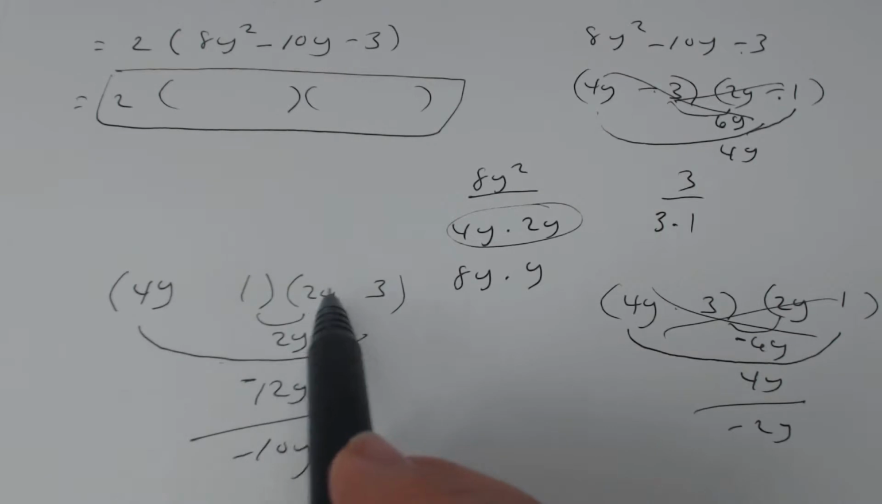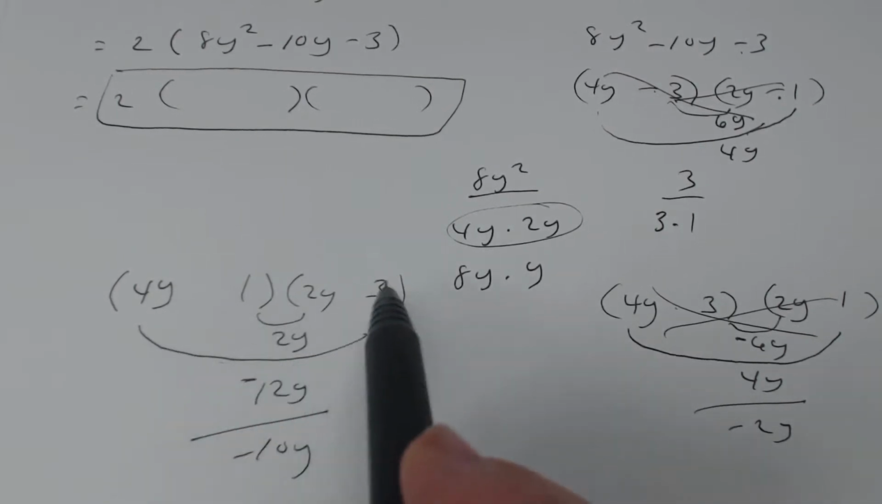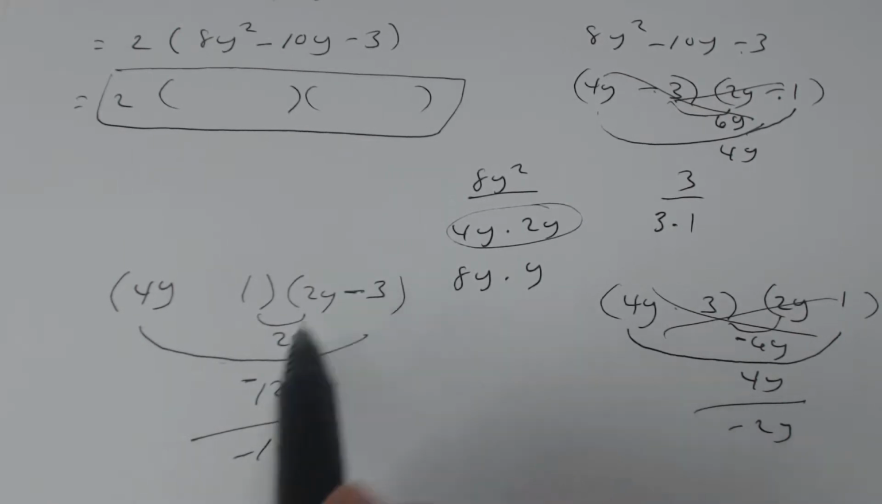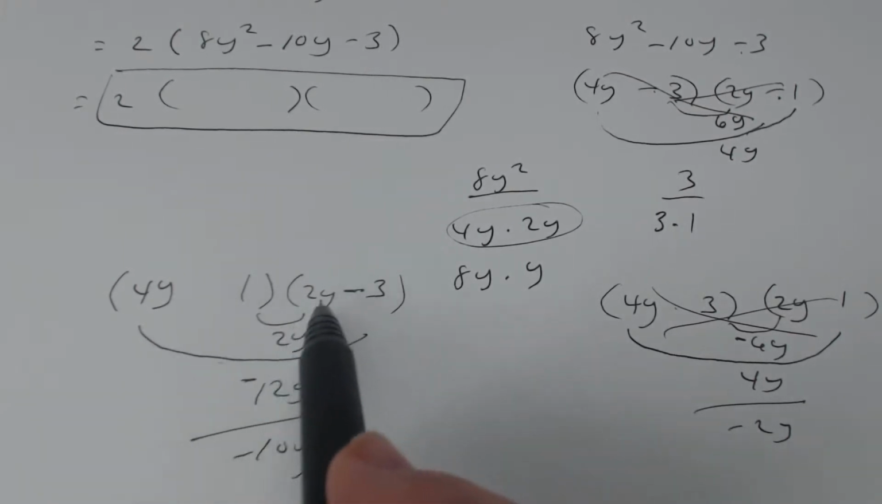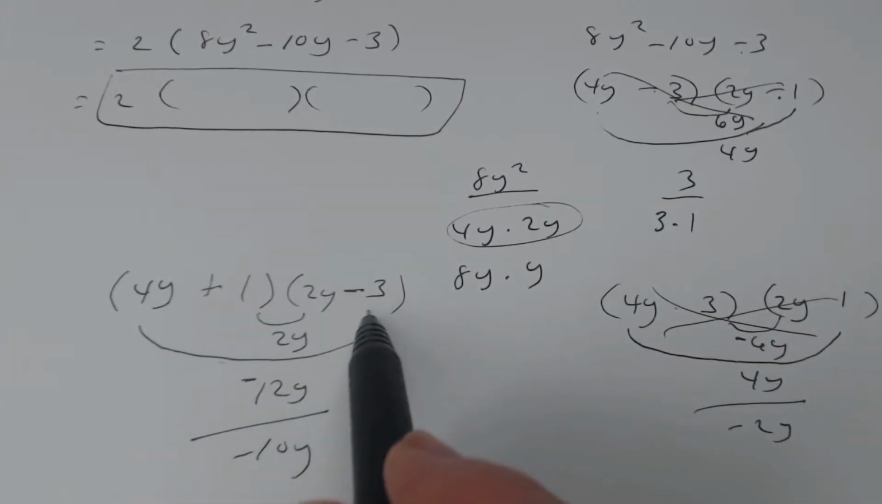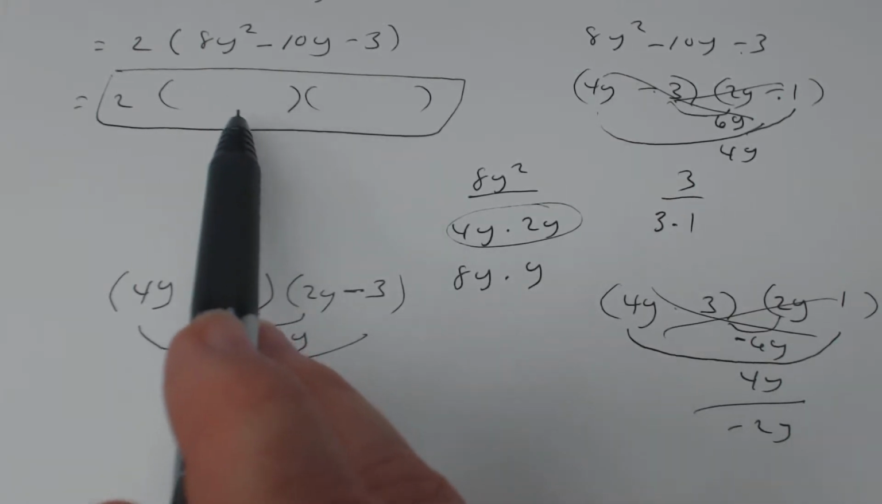So that's the correct order. Now I've got to put the signs. If I want the outer to be a negative 12y, that means this right here has to be negative. If I want the inner to be a positive 2y, that means this is positive. So I'm going to get 4y plus 1 times 2y minus 3, and that goes here.